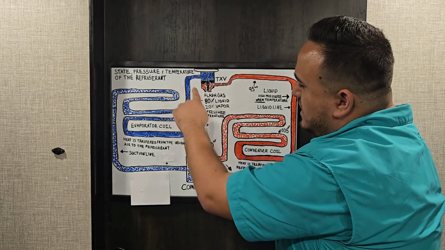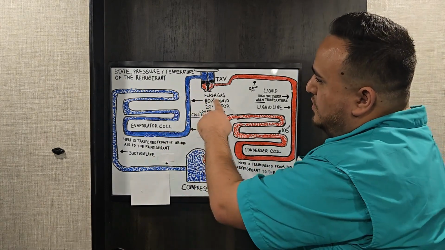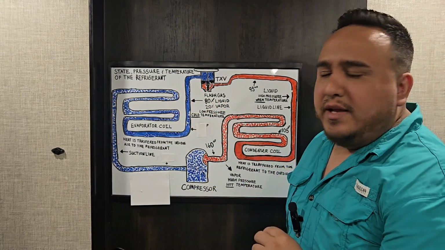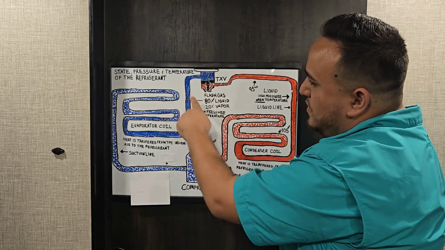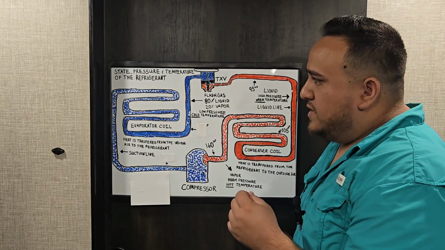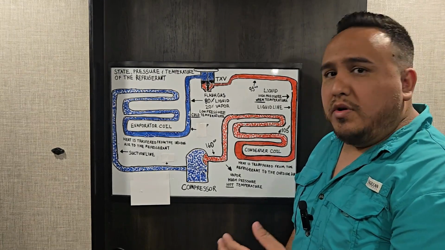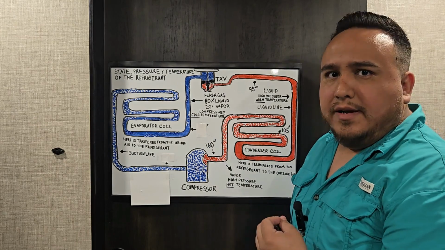Right here, as the refrigerant starts to enter my evaporator, it goes through a process called flash gas. That means 80% of it is still in the state of liquid and 20% of it is now in a state of vapor. So the state of the refrigerant is starting to change a little bit sooner because it starts to boil off, and pick up heat, a little bit sooner.